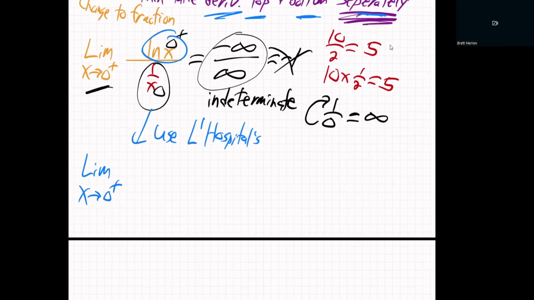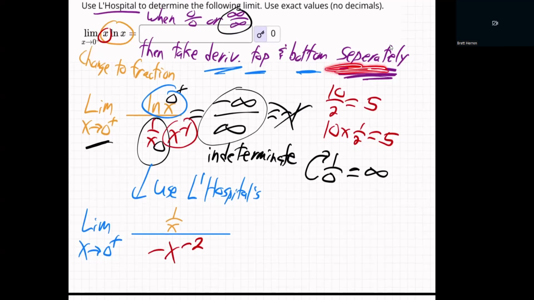Just the top first. What's the derivative of natural log of x? Well, it's 1 over x. We know that one, right? And what's the derivative of the bottom? This 1 over x is x to the minus 1, right? So its derivative is minus x to the minus 2. Now I didn't do the quotient rule there. You're probably going to think, oh, it's a fraction, you do the quotient rule. No, I'm doing L'Hopital's, which is separate.